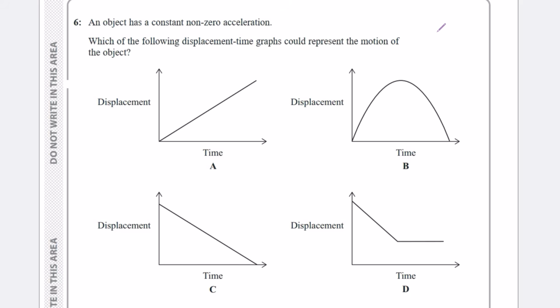Question 6 is somewhat of an easy question. An object has a constant non-zero acceleration. Which of the following displacement time graphs would represent the motion of the object? Of course, the answer is B, because you see continuously the gradient is changing, and the gradient of a displacement time graph gives you velocity. Since the gradient is changing, velocity is also changing, and change in velocity is acceleration. That's why my answer is B.